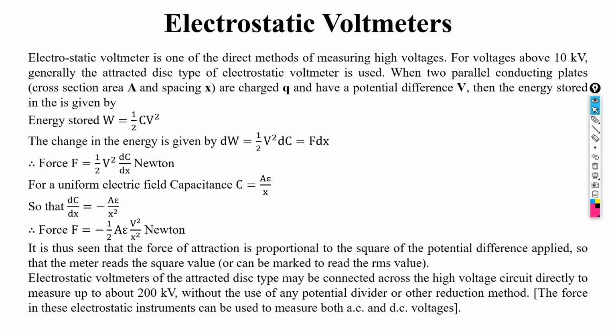It is thus seen that the force of attraction is proportional to the square of the potential difference applied, so the meter reads the square value, or it can be calibrated or marked to read RMS values also. Electrostatic voltmeters of the attraction disk type may be connected across the high voltage circuits directly to measure up to 200 kV without the use of any potential divider or other reduction method.